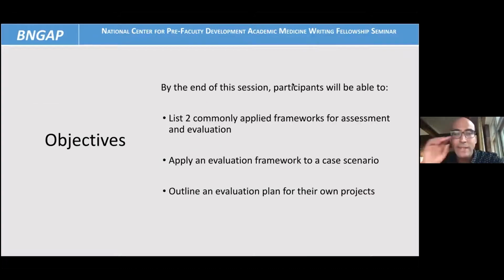Some objectives for this session are to list 2 commonly applied frameworks for assessment and evaluation that have already been mentioned today. So I'm happy to see that everybody is familiar with those. Then to apply an evaluation framework to a case scenario, and then to outline an evaluation plan for your own projects.